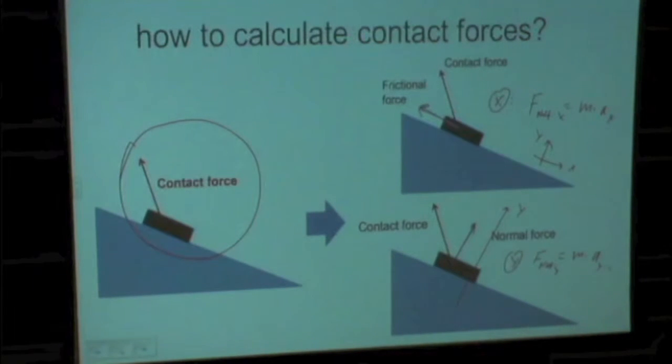If you mean you want to calculate the contact force per se, you have to use the Pythagorean theorem. The contact force, the normal force, and the frictional force always form a right-angled triangle. So if you want to calculate the magnitude of the contact force, you have to apply the Pythagorean theorem.